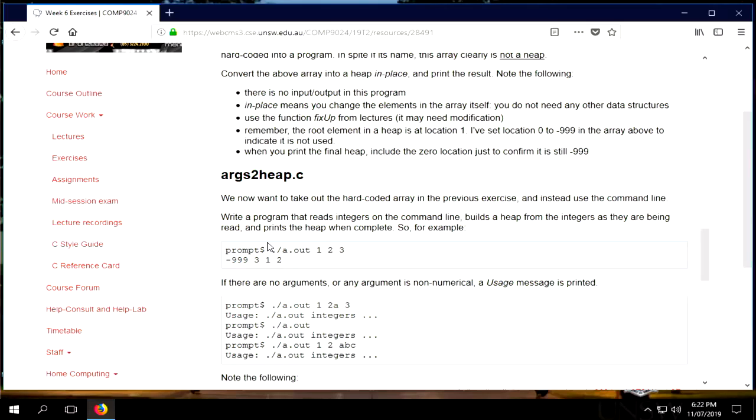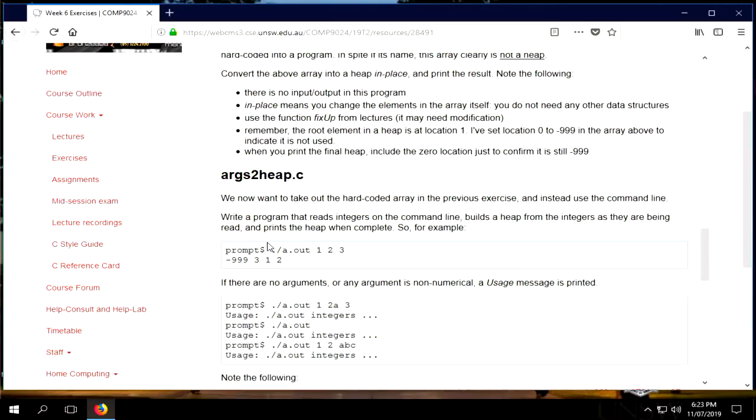When you run it, ./a.out, you give it the command line arguments 1, 2, 3, 4, 5, 6, 7. 7 command line arguments. And it should do exactly the same thing. Produce this in flattened form. Okay, so that's this program.